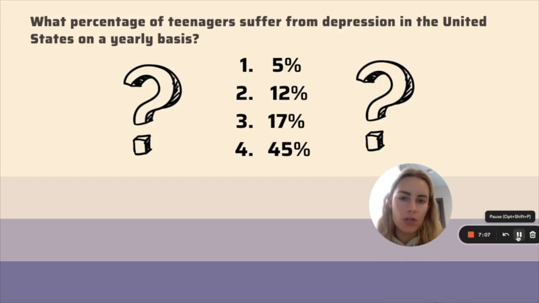So, as I've already mentioned multiple times, teen depression is very prevalent in the United States. So today we're going to start off with just a quick question to kind of get our bearings about what percentage of teenagers suffer from depression in the United States on a yearly basis. 1, 5%, 2, 12%, 3, 17%, or 4, 45%. And I will give you guys a moment to kind of think about that and get your answer in.